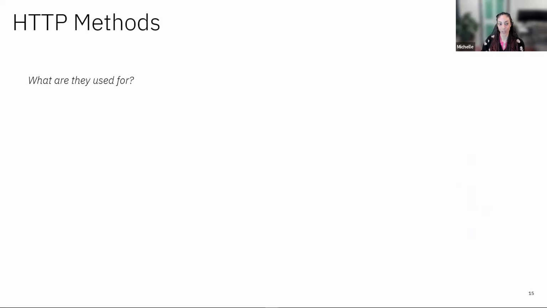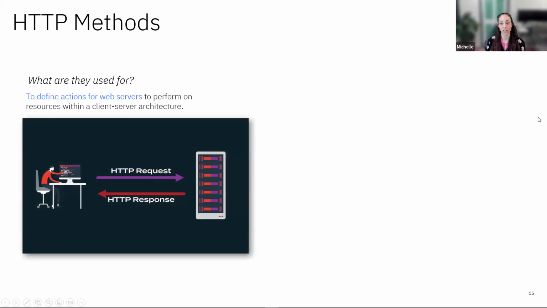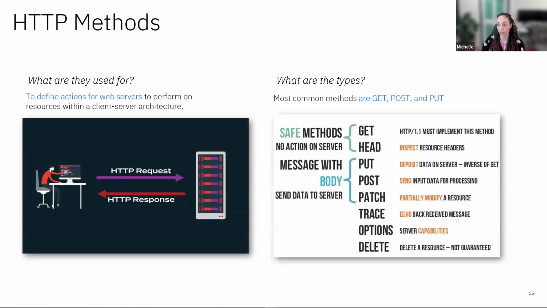HTTP methods, this is important. You'll see why for a finding coming up. We're going to just do a quick refresher on it. They're used to define actions for web servers to perform on a resource within a client-server architecture, within that relationship, right? The most common ones are GET, POST, and PUT. I see these by far more than the other ones, but there are a few more that do exist: HEAD, PATCH, TRACE, OPTIONS, and DELETE. All of these do exist. But again, the most common ones we will see are GET, POST, and PUT.